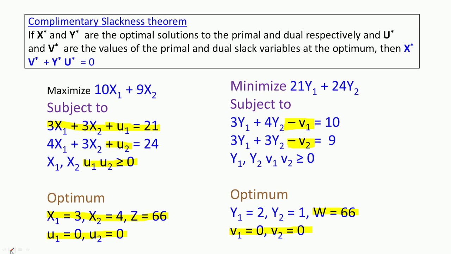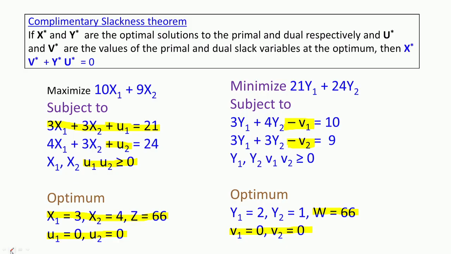Similarly, there is a connection between y and u, because u is the number of slack variables in the primal, which is equal to the number of constraints in the primal, and since the number of constraints in the primal is equal to the number of variables in the dual, there is a connection between y and u.